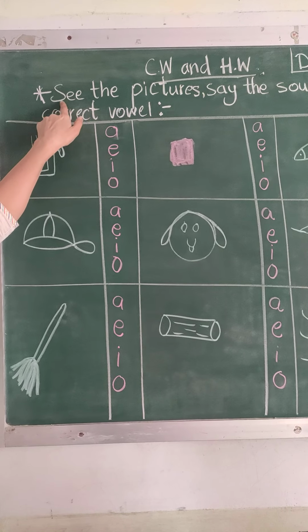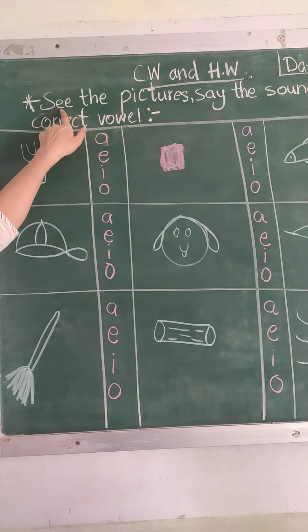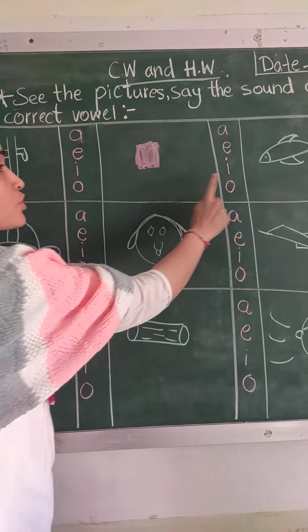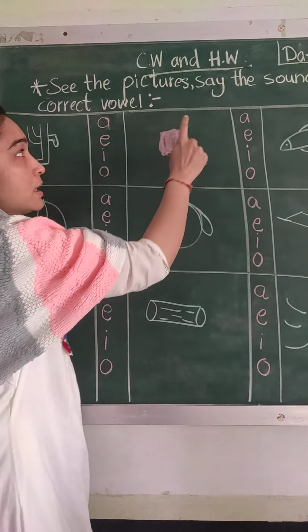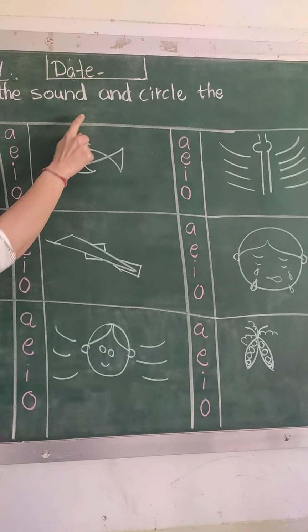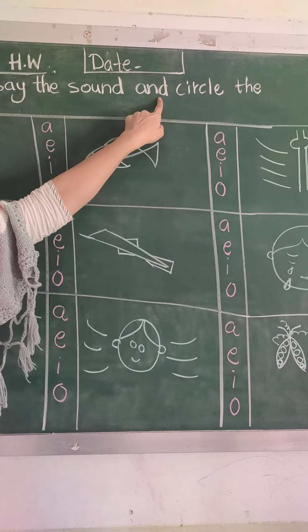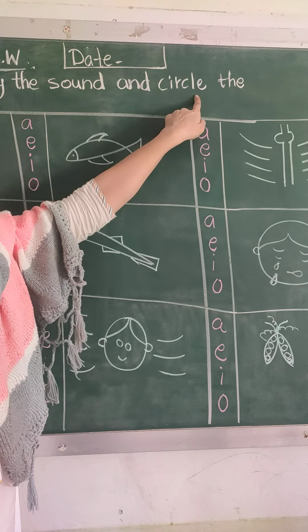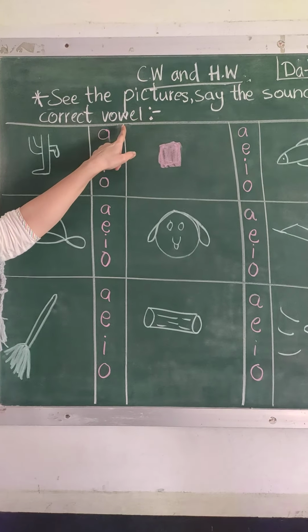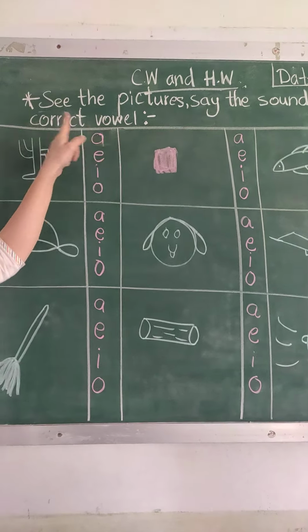See, the pictures. Say the sound. And circle the correct vowel. What do we have to do? See the picture. Recognize the pictures. Then what do you do? Recognize its sound. And then we will circle the correct vowel.